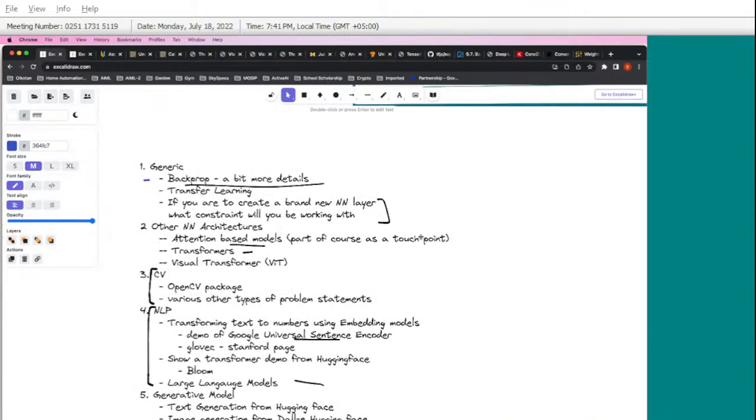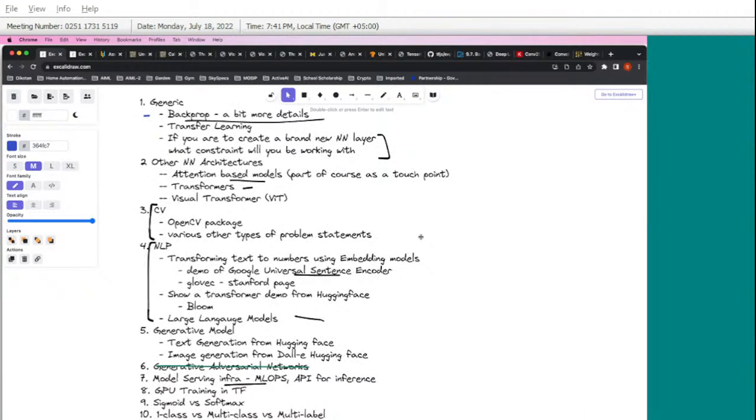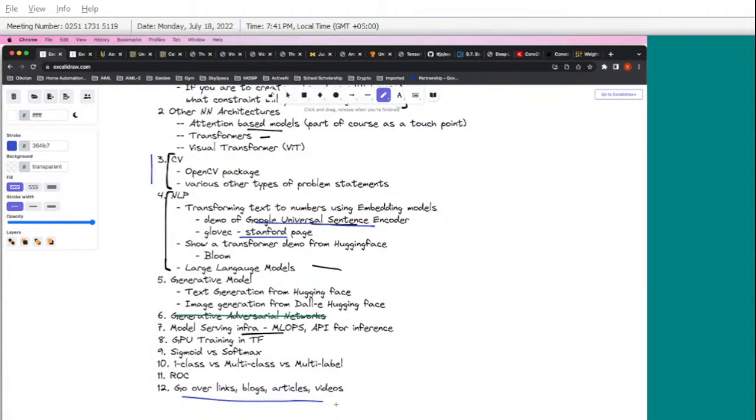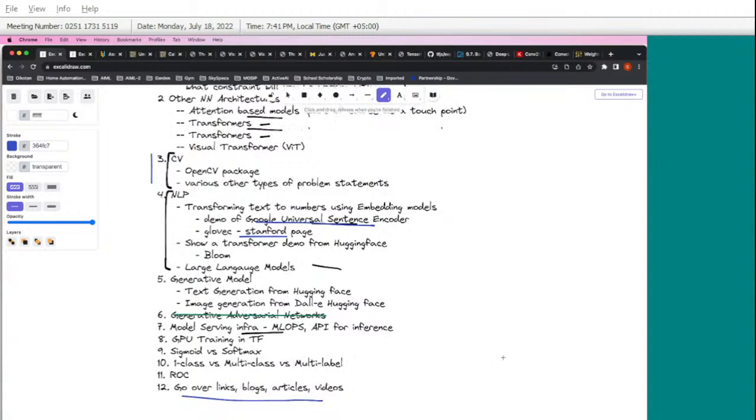We said that we will look at what are we going to look at. CV is required if you are doing NLP. I showed you the Google Universal Sentence Encoder, the demo itself. Glowwig is one more style. Generative modeling, if you do the advanced class, I think they'll cover it there itself. So go over the links, blogs and articles, and I have given you some of them.